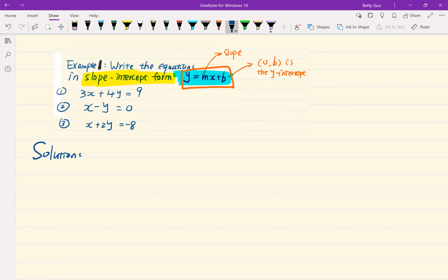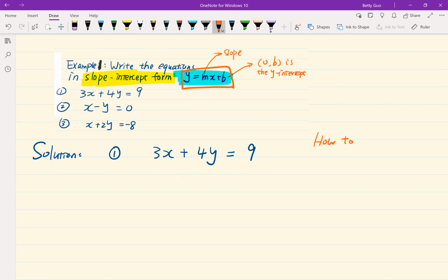The first one, we got an equation 3x plus 4y equals 9, right? The equation is in the standard form. Let me write a formula for standard form: ax plus by equals c. So obviously the equation is in the standard form, right? Okay. We are going to rewrite the equation in the slope-intercept form. How do we do that?